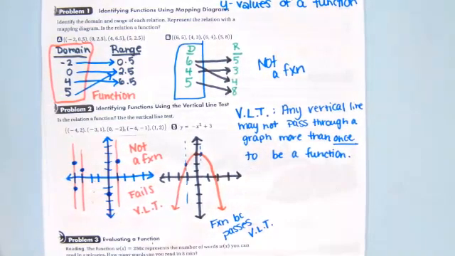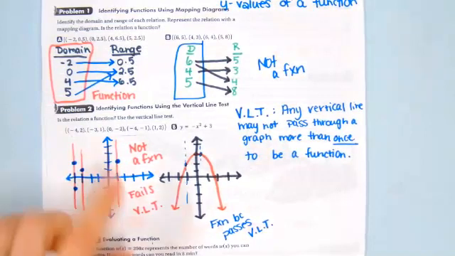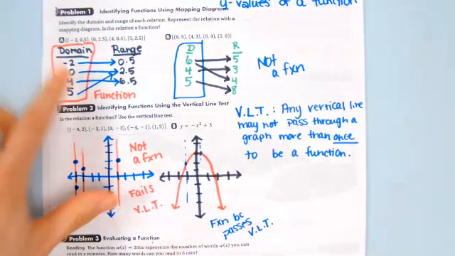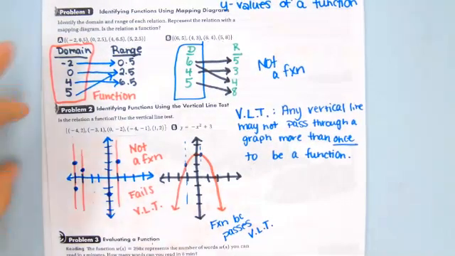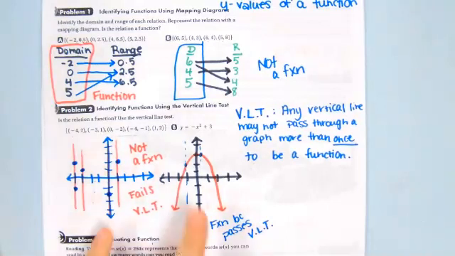Okay, so two ways we can determine functions. We can use the domain and range and see if any domain numbers map to more than one range number, or we can use the vertical line test. So that's the main point. And of course, they're going to put it where we have story problems and things like that.